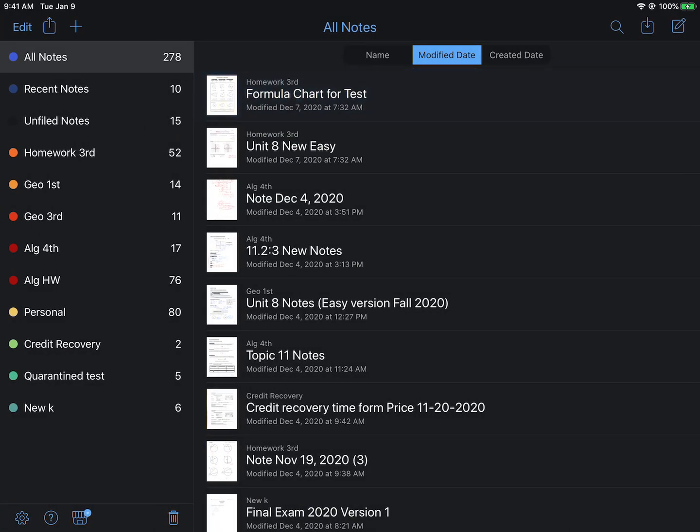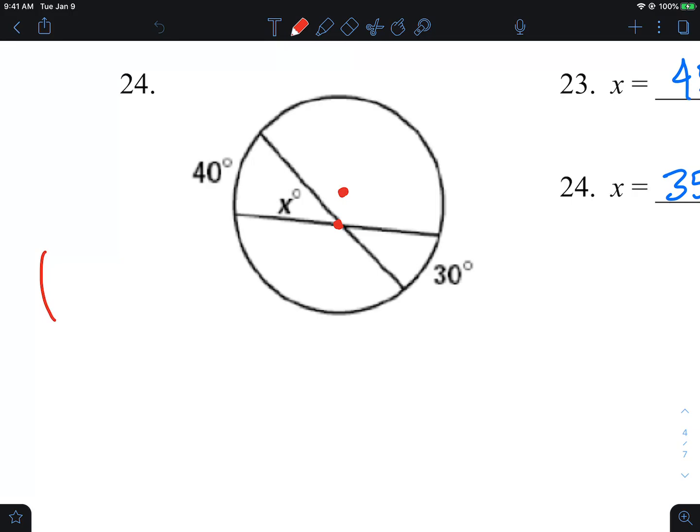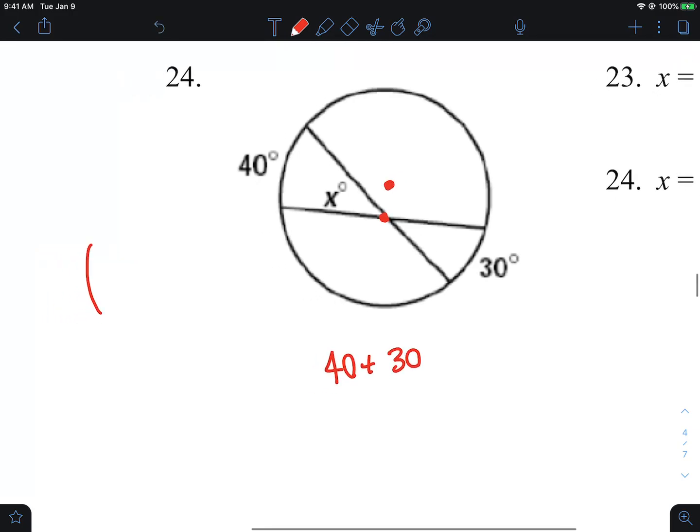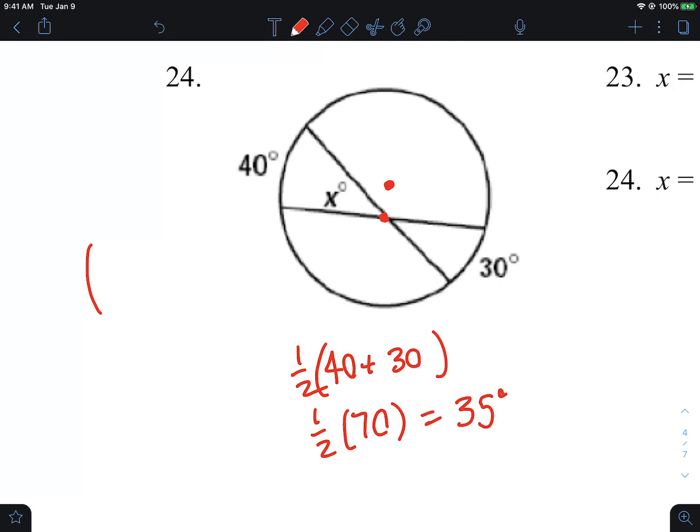So we're going to go ahead and try that here on this here. So you just average your two arcs, 40 plus 30, and then divide that by 2, whatever that is. And what is that, 70? And 1/2 of 70 should be the 35 degrees right there. And that means this angle right here, x, is 35. And then this vertical angle is also 35.